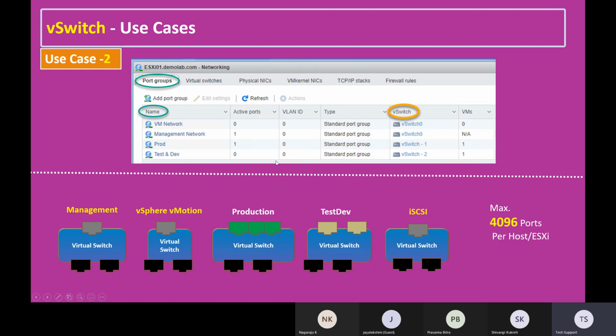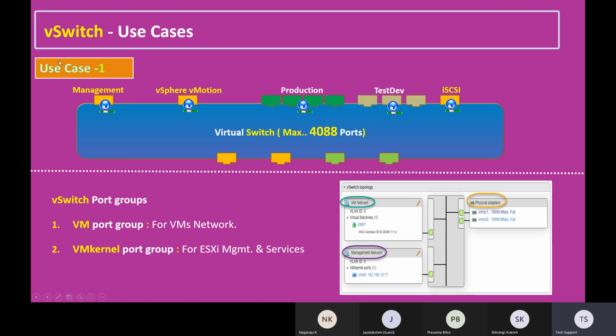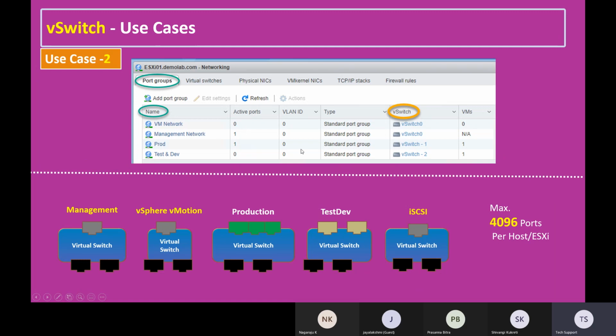Okay, so today we are going to perform the lab for these two use cases. We can take one ESX host for use case 1, and plan the second ESX host for use case 2. Okay, now we're going to discuss the ESXi networking vSwitch policies.